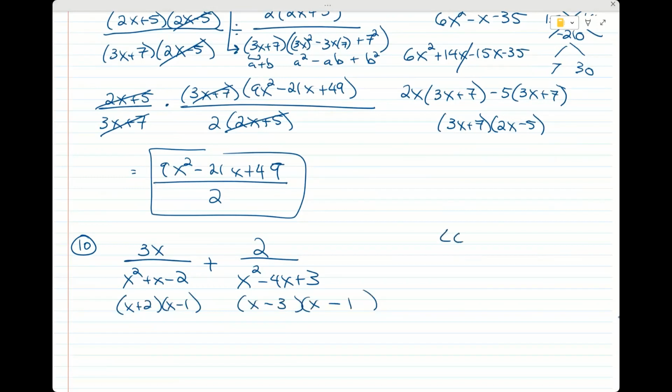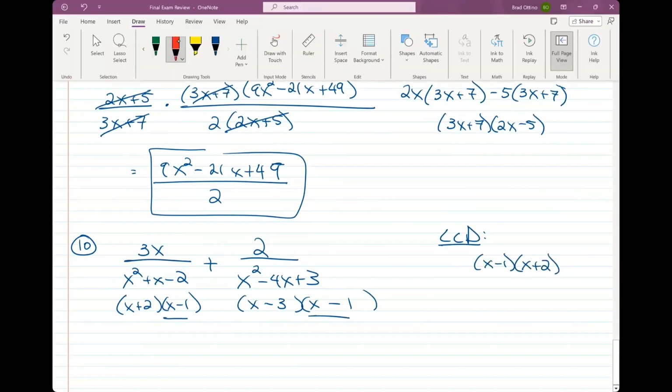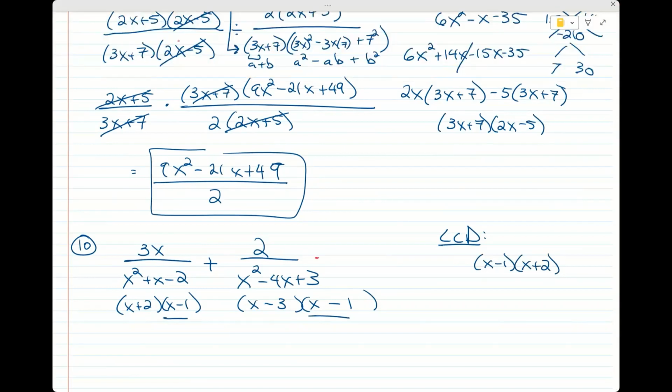So in order to combine our fractions, let's figure out the least common denominator. We definitely need an x minus 1 because both fractions have that. One fraction has an x plus 2, which means both fractions need an x plus 2. So I'm going to go ahead and multiply the top and bottom here by x plus 2.